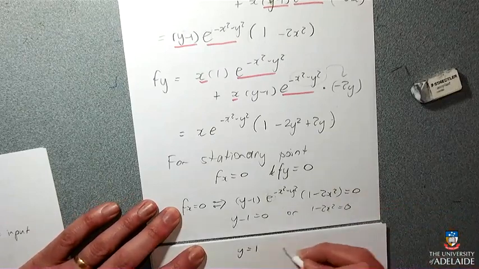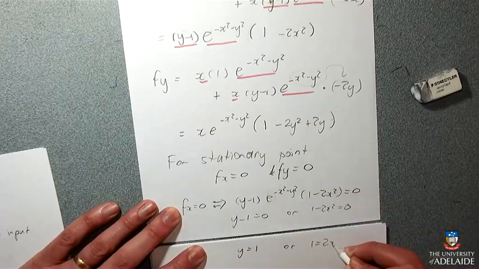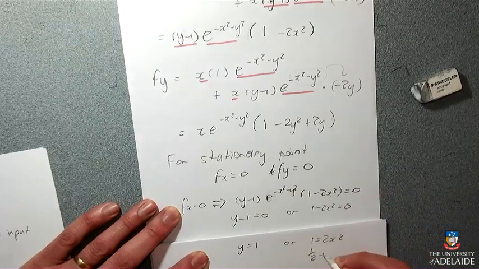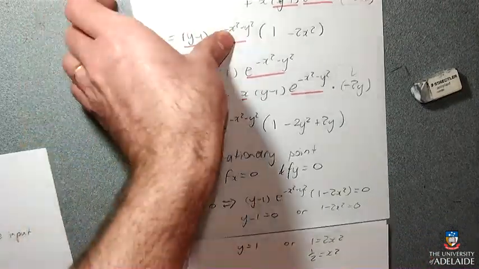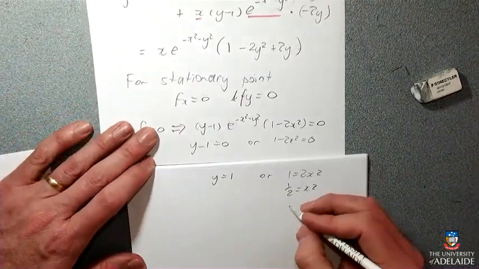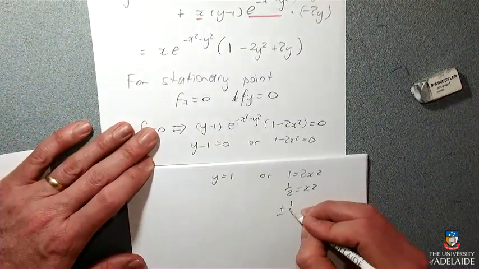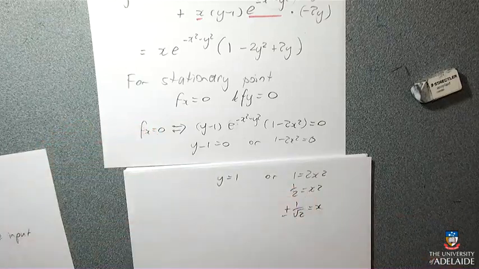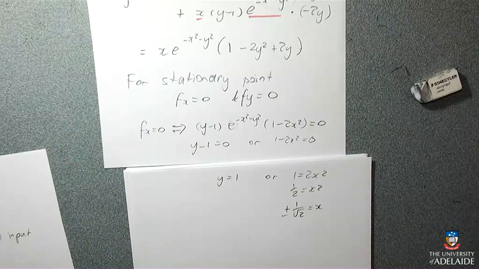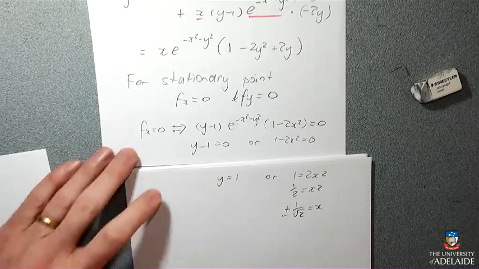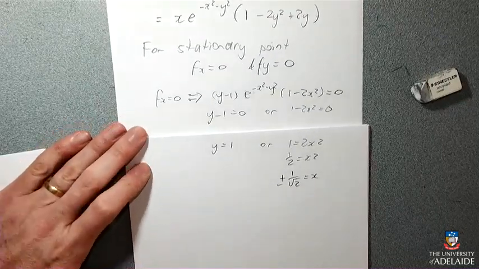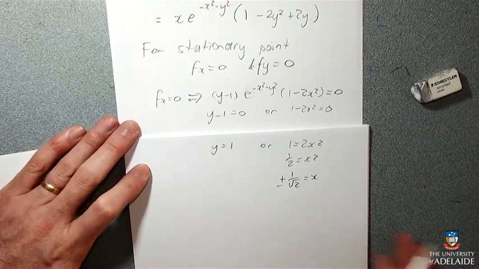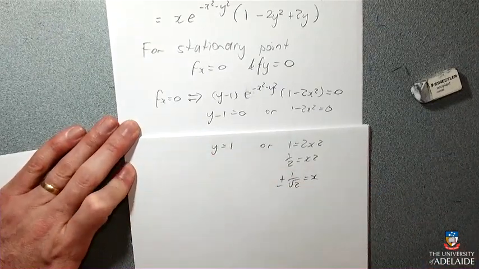So either y equals 1, or 1 equals 2x squared, half equals x squared, and x squared is whatever this is. So I have to do the square root of this, and when you square root a fraction, you can square root the top and the bottom separately. Okay. So that's when fx is 0. At any of those places is when fx is 0.